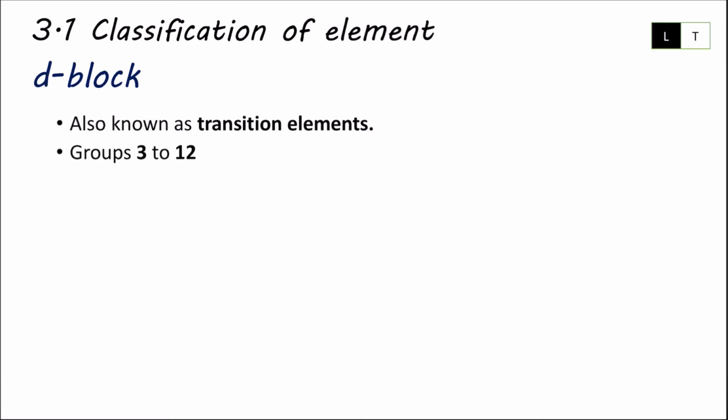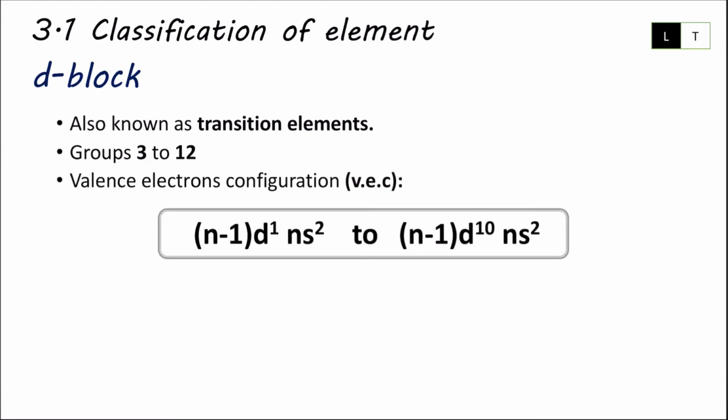Next, we go for D block. D block is for elements that we know as transition elements or D block elements. This is for elements in group 3 until 12. So, these elements are usually in the middle of the periodic table. The VEC for this D block will be (n-1)d1 ns2 until (n-1)d10 ns2. You can understand more by using this example.